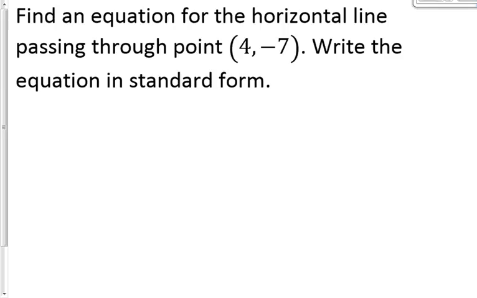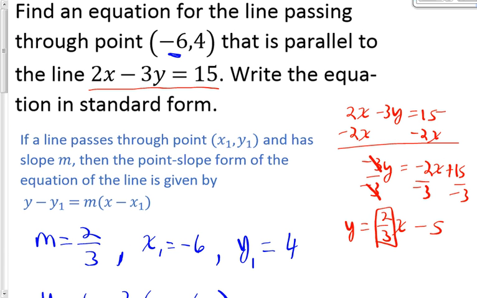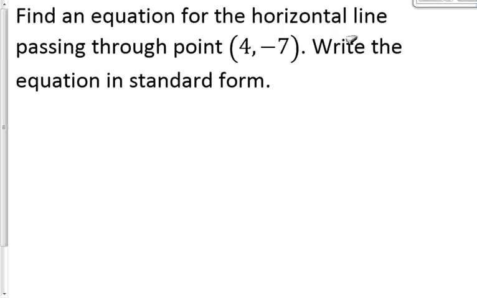Here's another example of a special case. We had the parallel case and the perpendicular case. In this case, they say find an equation for a horizontal line passing through point 4, -7. Write the equation in standard form. In the previous cases, we weren't given the slope directly. We were given an implied slope. They gave me an equation and told me that my line was parallel, so I knew how to find the slope. Here, they gave me an equation and told me that my line was perpendicular, so I knew how to find the slope. In this case, they tell me the line is horizontal.